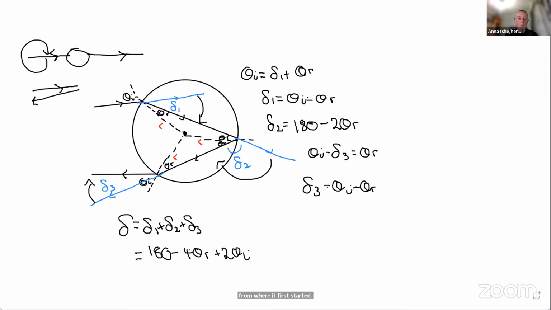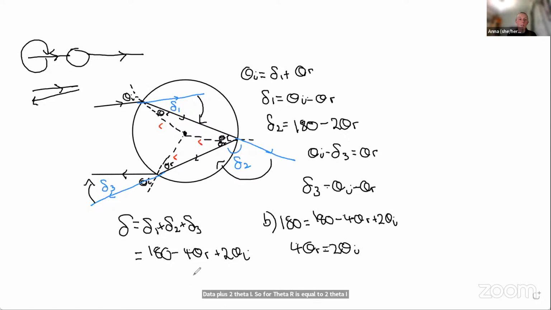So that means that we're going to set delta for this part of the question. For part B, we've got delta is 180. So 180 equals 180 minus 4 theta r plus 2 theta I. So 4 theta r is equal to 2 theta I.